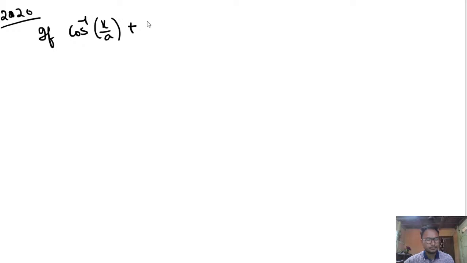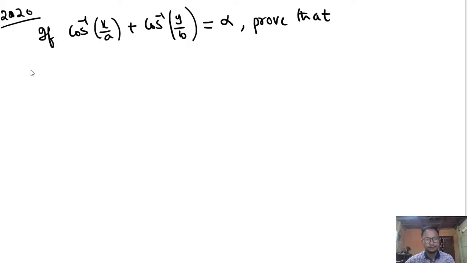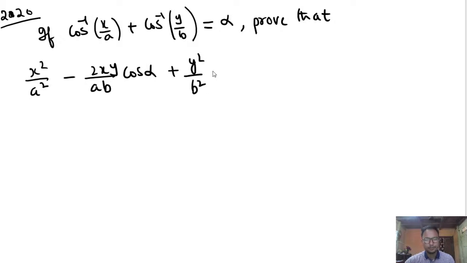Okay, next question. This is from 2020. Here what is given is that if cos inverse x by a plus cos inverse y by b equals alpha, prove that x square by a square minus 2xy by ab cos alpha plus y square by b square equals sin square alpha. It carries 4 marks.